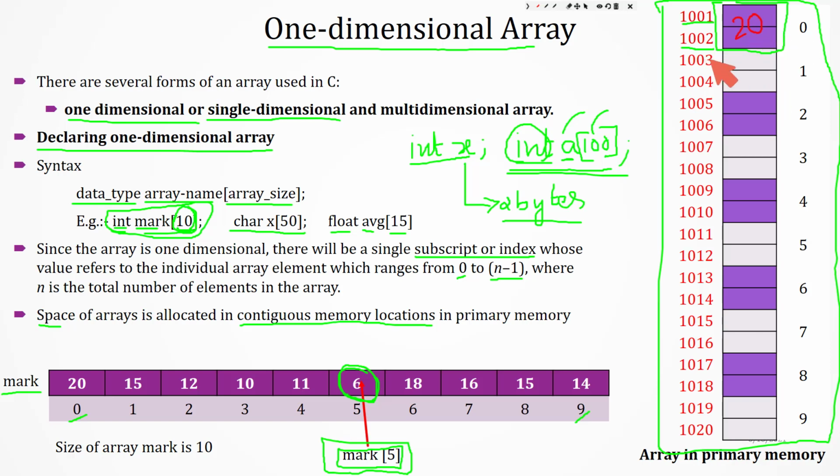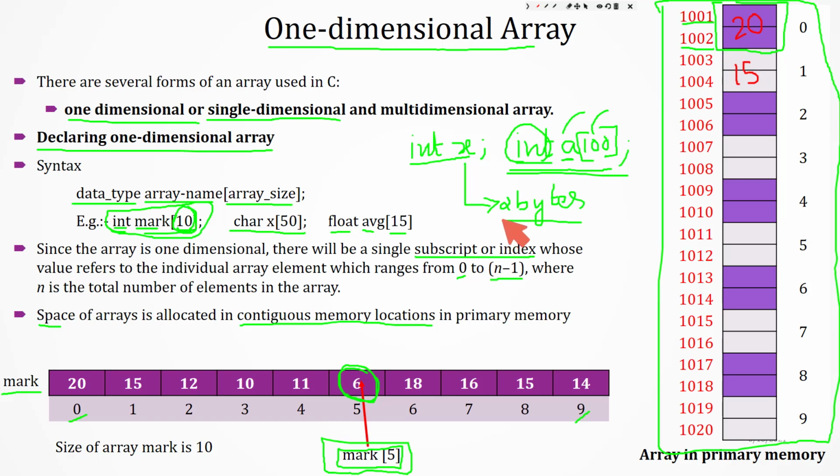Then the next 2 memory locations are to store the next cell. The value in the next cell is 15, so here 15 will be stored. So this is how memory is allocated for an array. Do remember this concept and understand it properly. Later we have to study the concept called pointers and arrays, and there it will be useful.